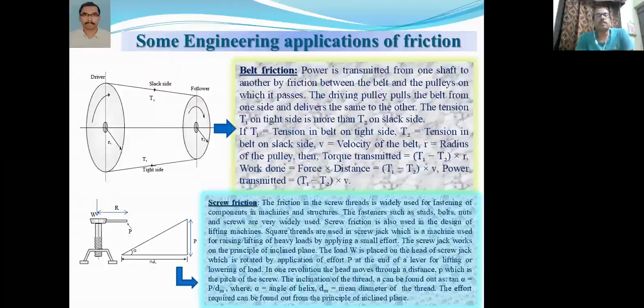Another example is the driver and the follower connected over a belt. The driver drives the follower with the help of the belt. The power is transmitted from one shaft to another by friction between the belt and the pulleys on which it passes. The driving pulley pulls the belt from one side and delivers the same to the other. So we can calculate the work done by this and the power transmitted through the belt.